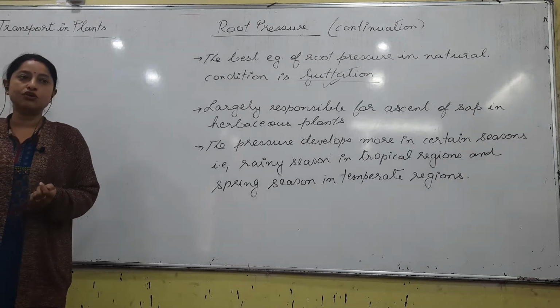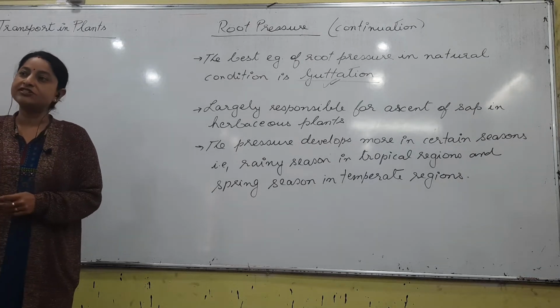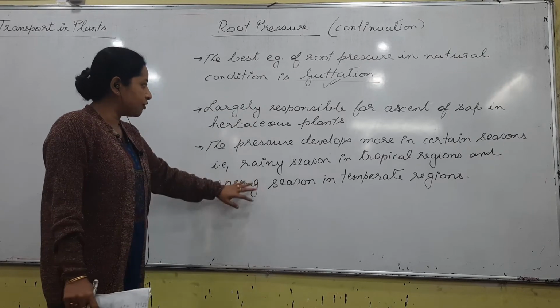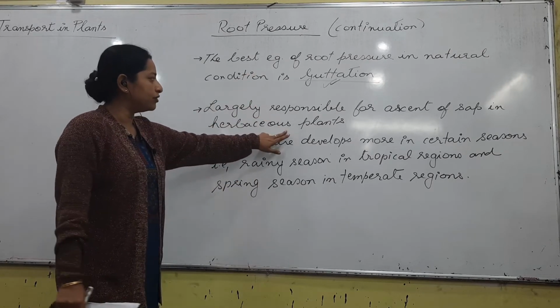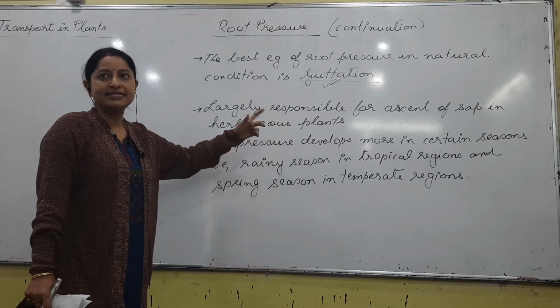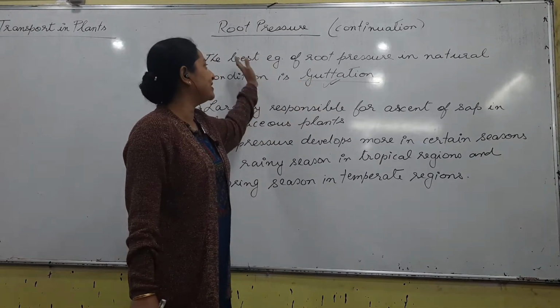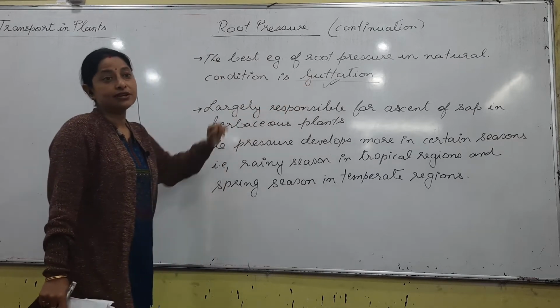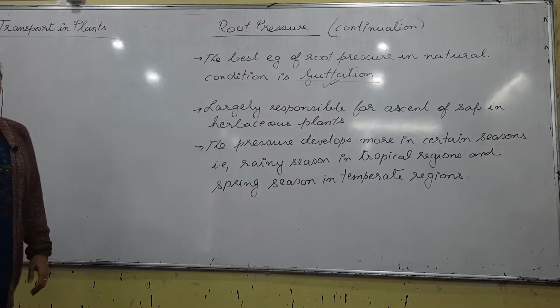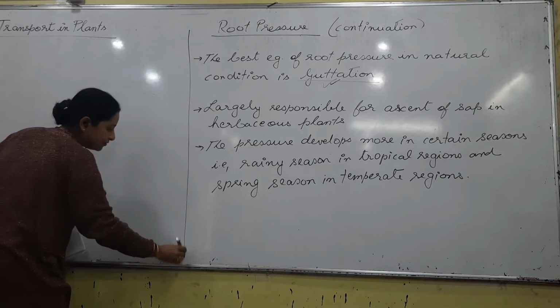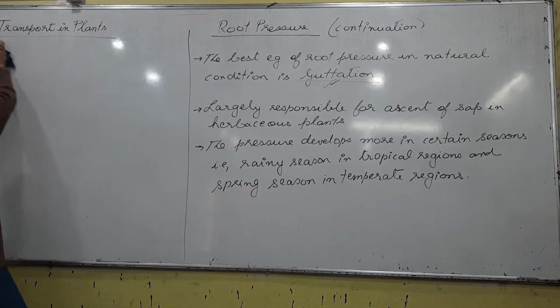If the absorption is more, obviously the water will exert a pressure in the cells, and that is what is called root pressure. So out of these points, this point we have already discussed. Root pressure is generally seen in case of herbaceous plants. This point is important, questions come from this. One example, or the best example of root pressure in natural condition, is guttation. As far as what is guttation is concerned, we will be writing it down. Guttation, if you remember, we have spoken a few lines about it.